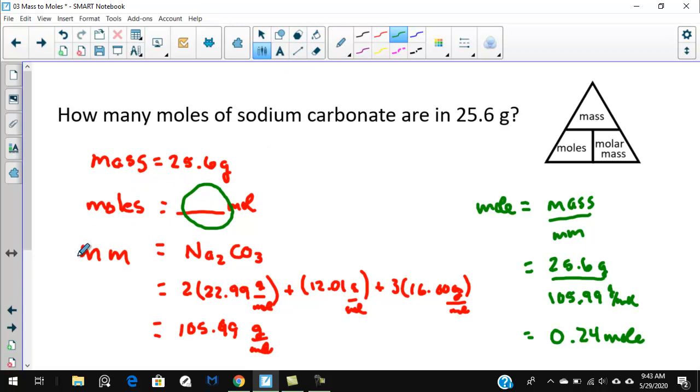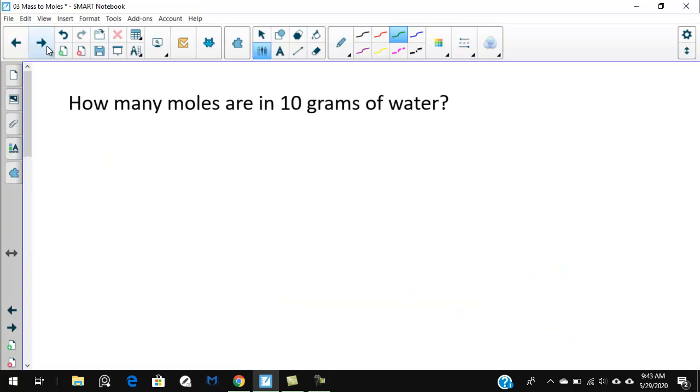Sometimes you have to calculate this molar mass. So that was our first step, get the molar mass. And then once you have the molar mass, then you can solve the problem you were asked to solve, which is how many moles of sodium carbonate are there. Let's try another one here. This one says how many moles are in 10 grams of water.